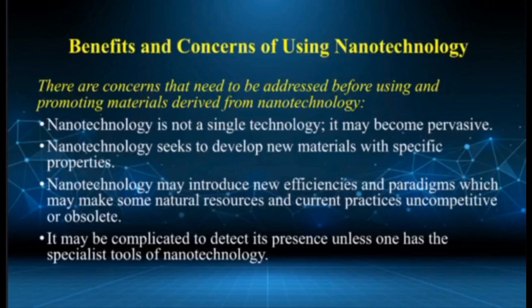Nanotechnology has the potential to become pervasive because it can be applied to almost every field, from medicine and energy to electronics and construction. For instance, in medicine, nanotechnology can be used for targeted drug delivery, tissue engineering, and imaging. In energy, it can be used for efficient solar cells, energy storage, and hydrogen fuel cells. In electronics, it can be used for high-performance transistors, sensors, and displays. In construction, it can be used for self-healing concrete, insulation, and coatings.